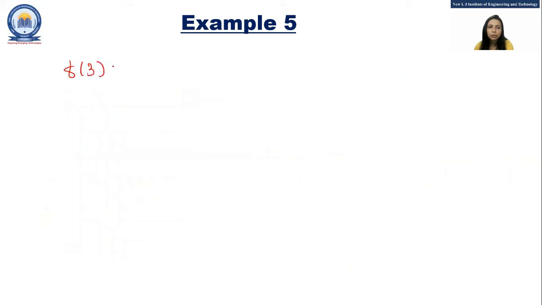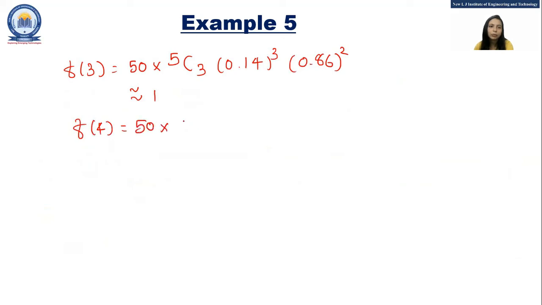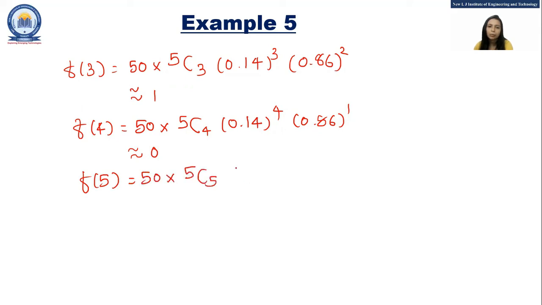f of 3 is equal to 50 into 5C3, 0.14 raised to 3, 0.86 raised to 2, and that is near to 1. f of 4 is equal to 50 into 5C4, 0.14 raised to 4, 0.86 raised to 1, and that is near to 0. f of 5 is equal to 50 into 5C5, 0.14 raised to 5, and 0.86 raised to 0. So that is also near to 0. Whatever expected frequencies we get, we have to convert from floating point to integer numbers, so you have to round off to some integer to get the final answer.